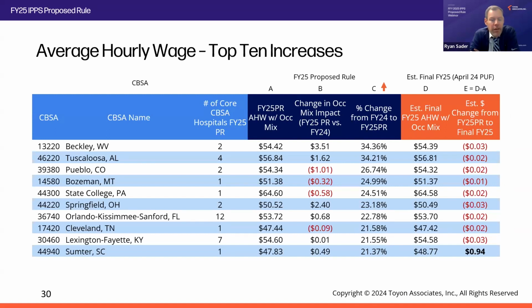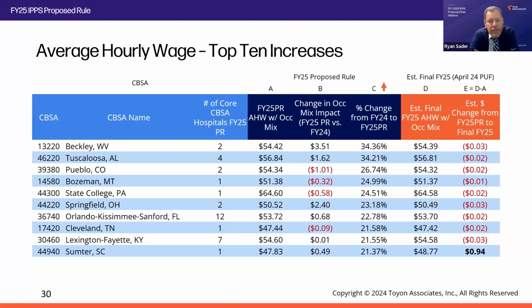Because of this, we've got a couple slides in here, and I won't go through these in too much detail, but they're here just highlighting some of these changes. What we're highlighting here are increases in your average hourly wage, not necessarily your wage index, but the average hourly wage, in column C there, where we've got that little arrow. Look at some of these increases, 34%, 35%, or 34.36%, et cetera, over 20%. Now, mind you, most of these are single hospital CBSAs with a couple exceptions like Orlando and so forth.